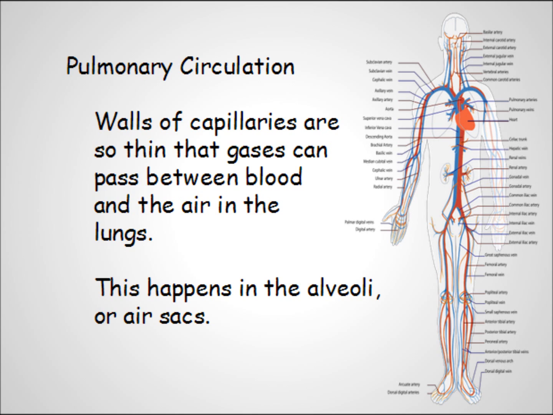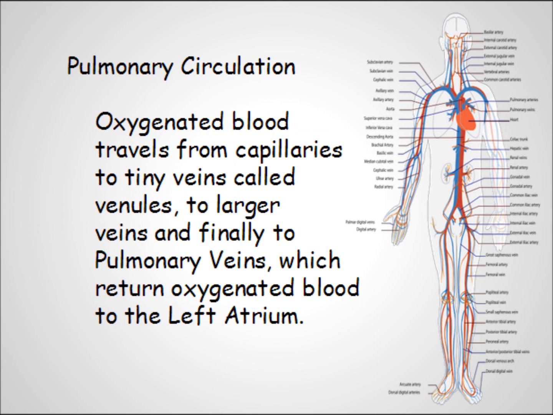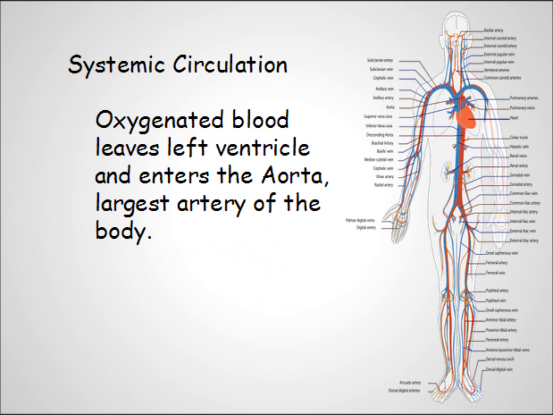This newly oxygenated blood now moves through the capillaries into tiny vessels called venules, which merge with other venules, eventually becoming veins, which merge ultimately into the left and right pulmonary veins, which return the oxygenated blood from the lungs to the left atrium of the heart. That's the end of the pulmonary circulatory system. The oxygenated blood now passes to the systemic circulation.